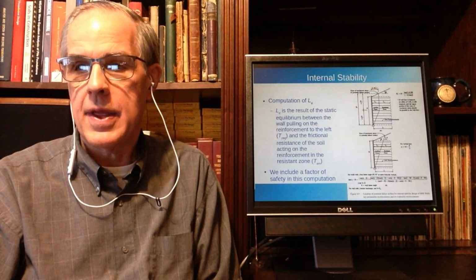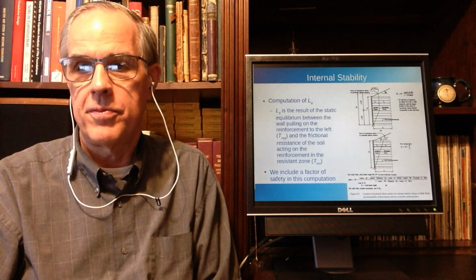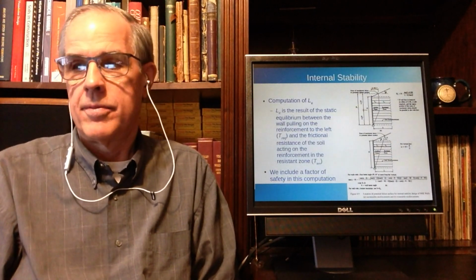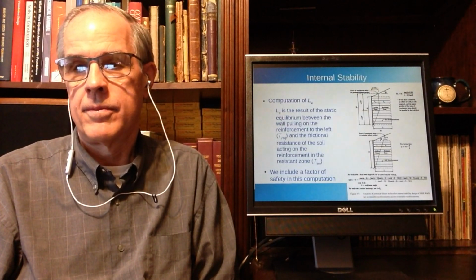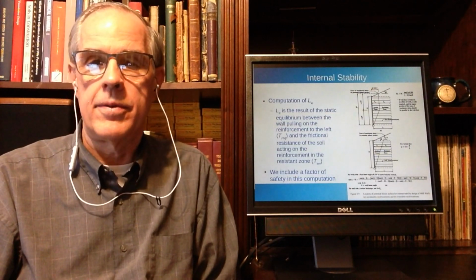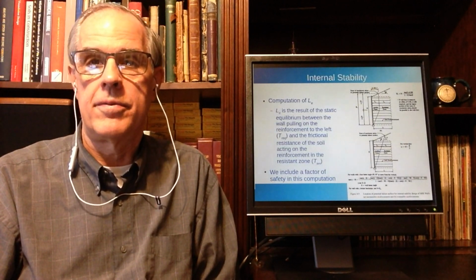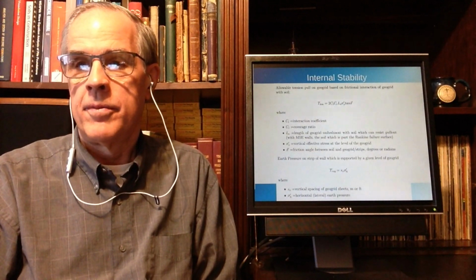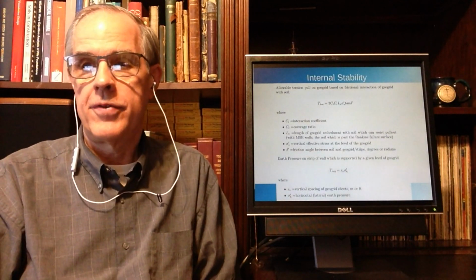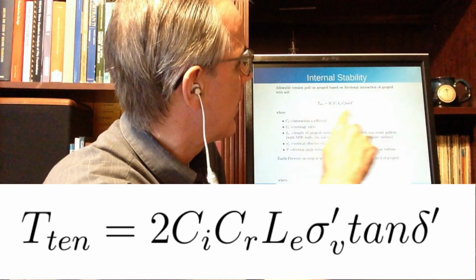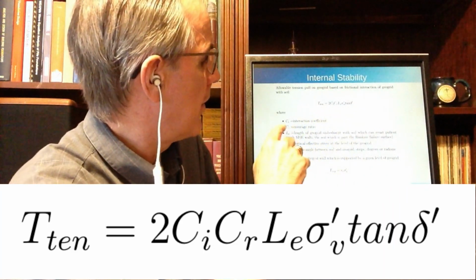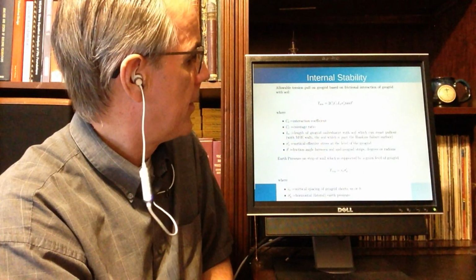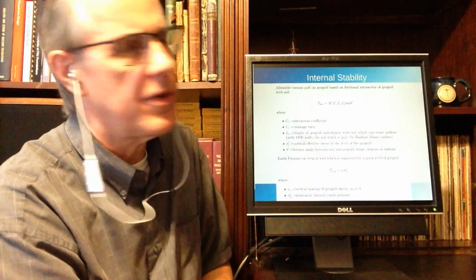Computation of LE is again the result of the tug of war thing I just talked about. And so let's put some numbers to all this. The allowable tension pull on the geogrid based upon the frictional is given by this formula right here. Normally the interaction coefficient, the coverage ratio of the two, usually for our purposes, is unity.